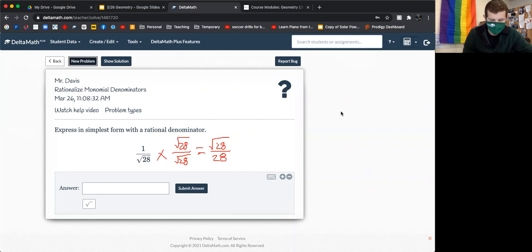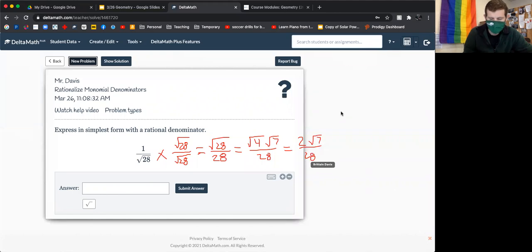Okay. So now we're not completely done yet. If we tried that, it wouldn't be 100% finished, because 28 does have a perfect square factor. That's the same as square root of 4 times square root of 7 over 28. And this gives us 2 times the square root of 7 over 28.